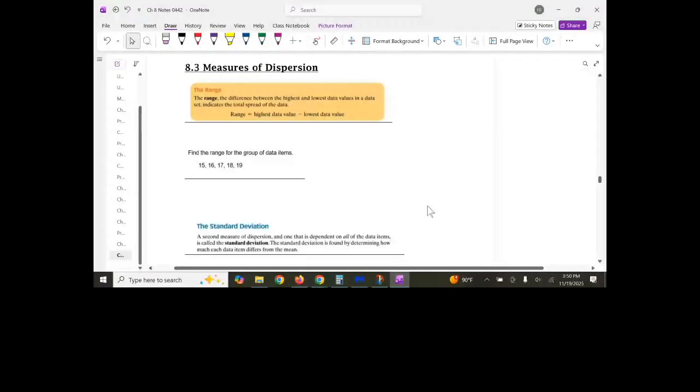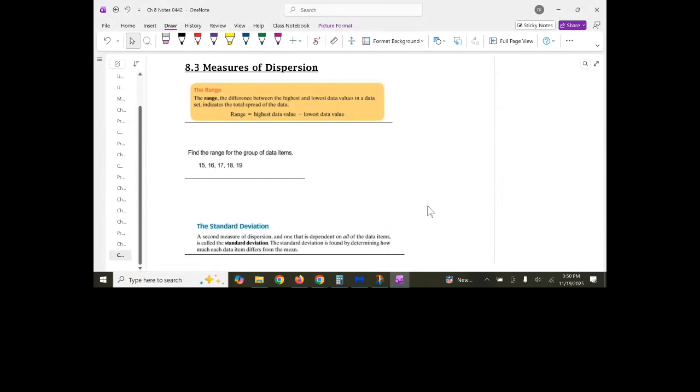Okay, so y'all, the second thing we're going to do today, we're going to talk about 8.3, which is this idea called measures of dispersion. So y'all, one of the things we're going to talk about is this concept called the range. What the range is going to tell me is if we have a set of numbers, right?